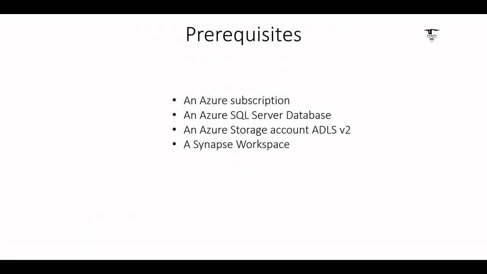In this video we are going to create private network access to connect an Azure Synapse Workspace with an Azure storage account and an Azure SQL database. To reproduce the recipe, you will need an Azure subscription, an Azure SQL Server Database, an Azure storage account ADLS v2 and a Synapse Workspace.